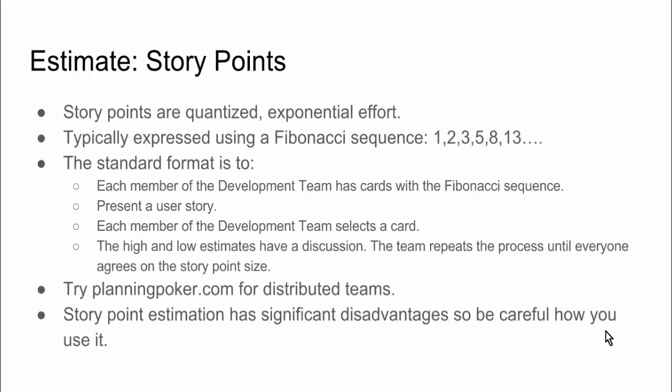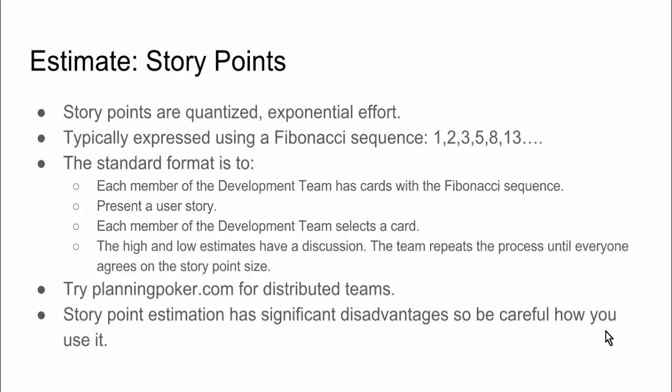So story points are the most familiar way to estimate. You're almost certainly already doing this or have heard about this. Story points are quantized exponential effort. They're typically expressed in a Fibonacci sequence: 1, 2, 3, 5, 8, 13. So here, 3 ones take the same amount of effort as 1 three. So you're doing a relative estimation.